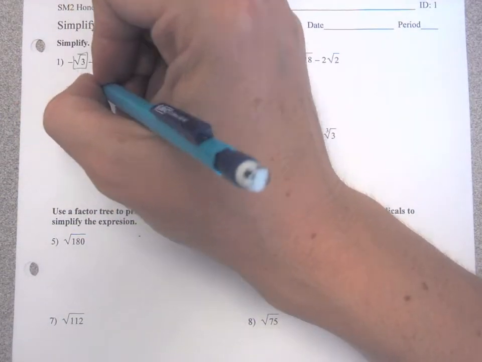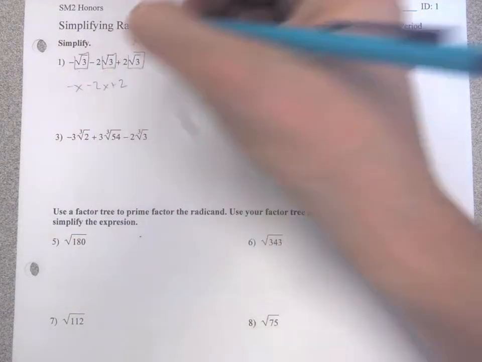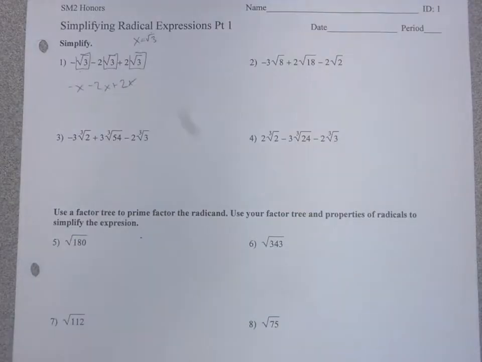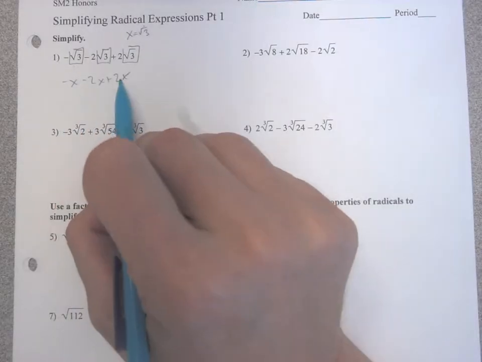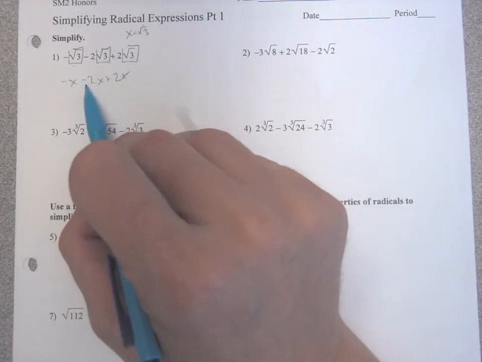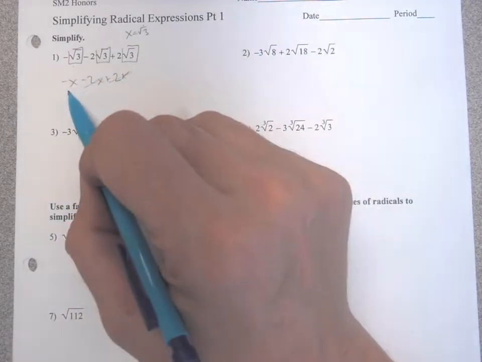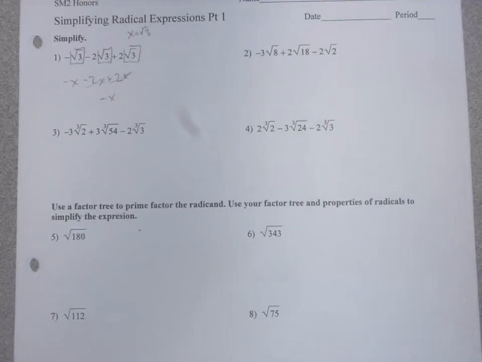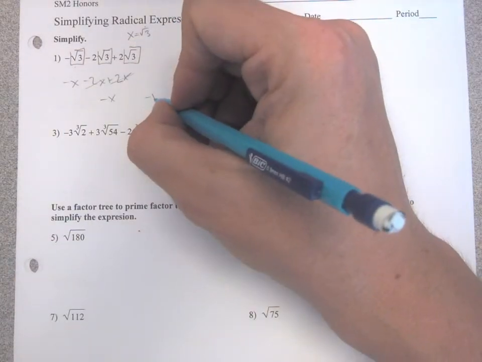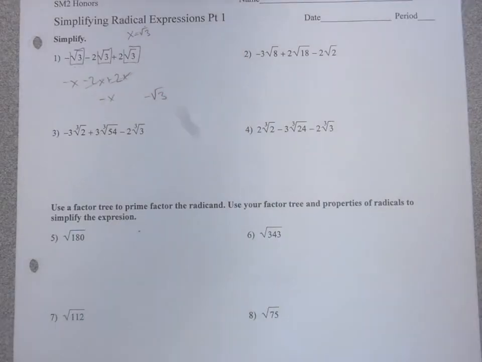So I have negative x minus 2x plus 2x. Would you be able to combine them? Sure. You'd say, okay, the negative 2 and the positive 2 are additive inverses, so those add to give me a 0. So I have a negative 1x left, and that's what you'd say your answer is. But in this case, x was equal to the square root of 3. So really what I have is the negative square root of 3.